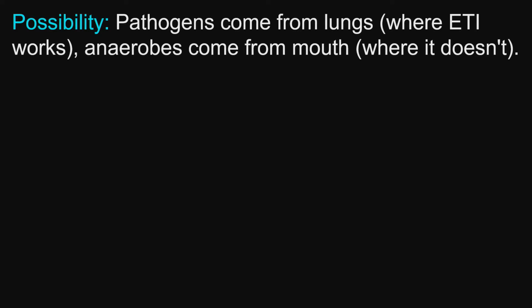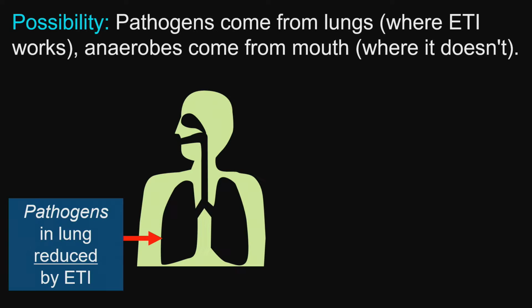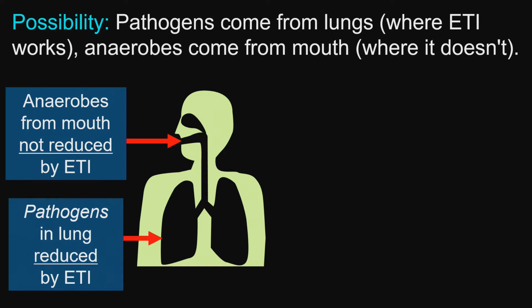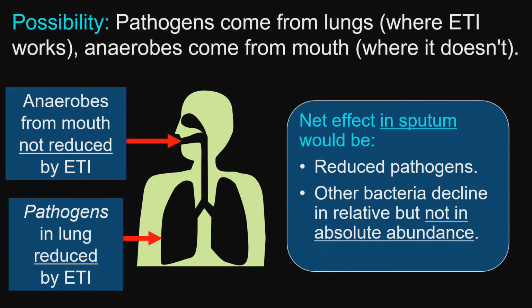That's where ETI works, whereas the oral bugs and the anaerobes that are commonly found in CF sputum are predominantly coming from the mouth, where ETI may not have any effect. So you could get this effect where pathogens coming from the lungs are reduced by ETI, the oral anaerobes coming from the mouth contributed to the sputum by contamination are not reduced by ETI, and the net effect would be reduced pathogens, but other organisms showing no changes in absolute abundance.